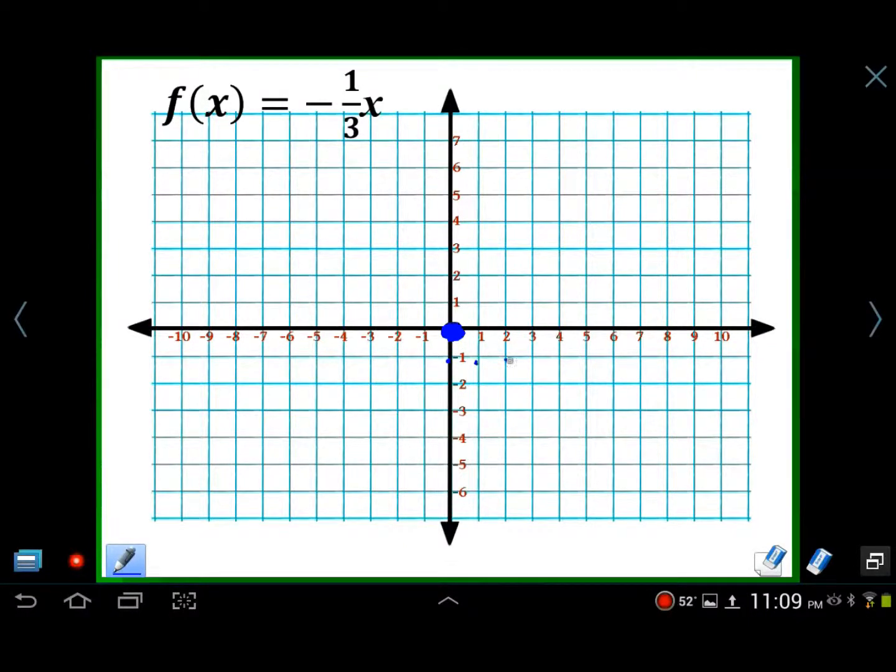1, 2, 3. I'm going to do that a few more times. Down 1 and then right 3: 1, 2, 3. Down 1 and then right 3: 1, 2, 3. If I want to make some other points, I'm going to go up 1 and then left 3. Up 1, 1, 2, 3. And there is your function.